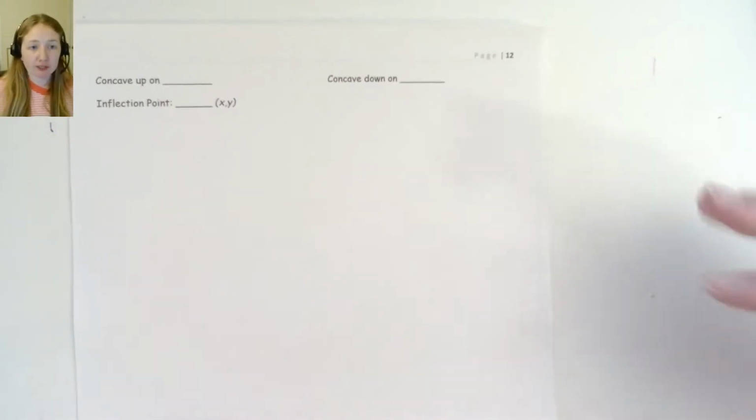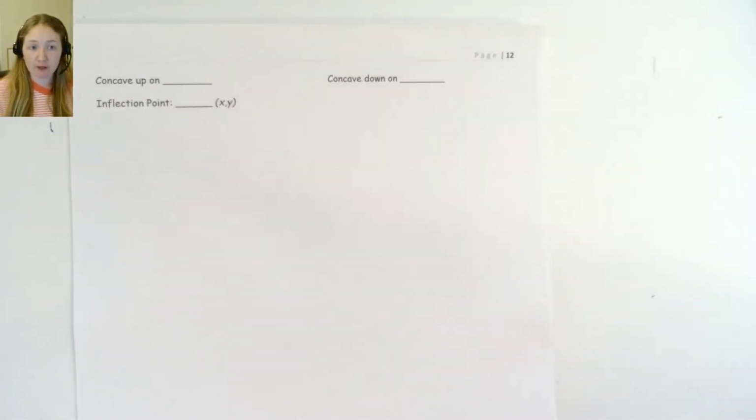The second part of curve sketching is to look at the derivative. We've already looked at the first derivative. Now we need to look at the second derivative.